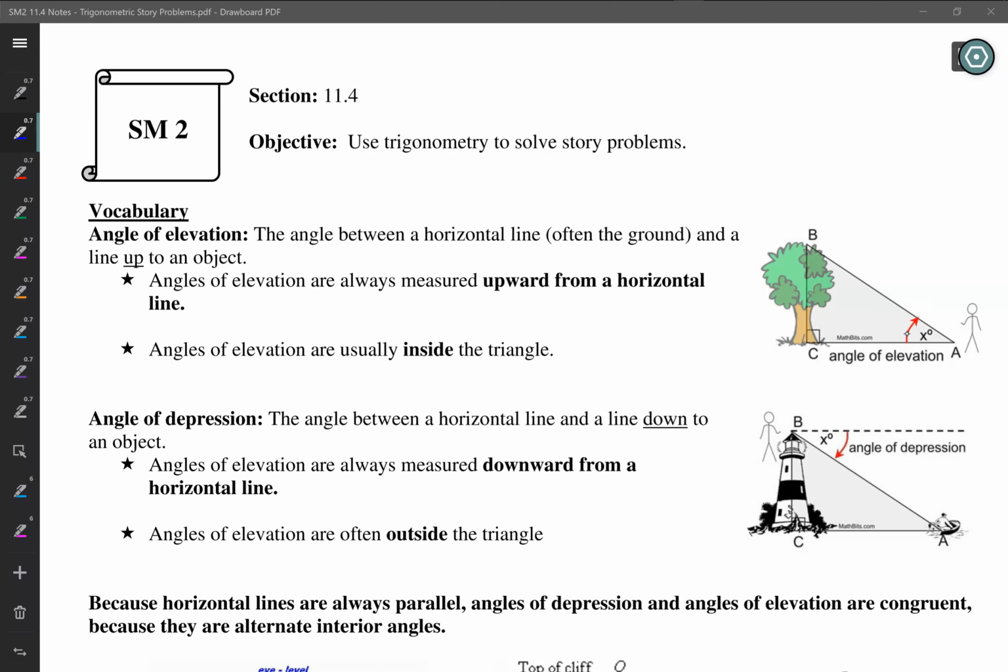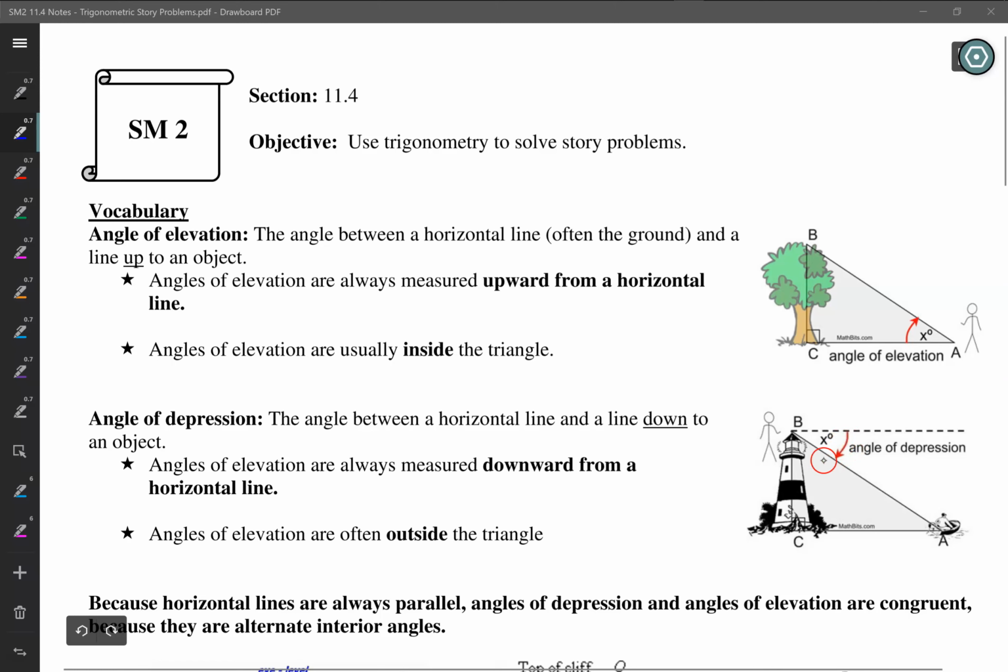The next vocabulary term you need to know is one that people get confused on quite a bit, and this is called the angle of depression. Let's say you were standing in this lighthouse right here, and you're looking down from the lighthouse to this boat on the water. Well, the angle of depression is if you drew a horizontal line straight out from the top of the lighthouse and you measured the angle downward from horizontal to your line of sight, that's the angle of depression.